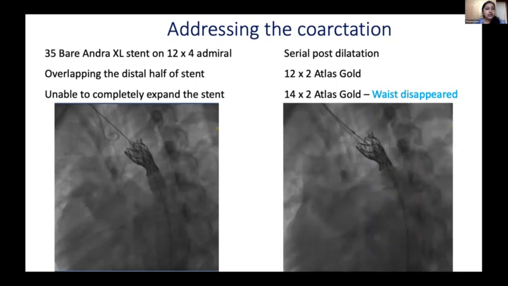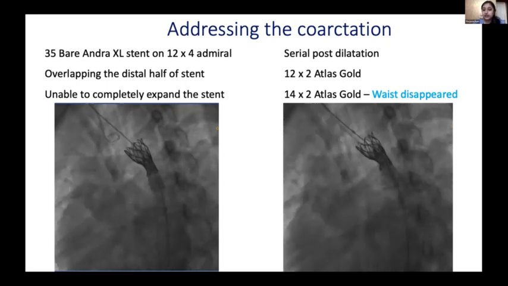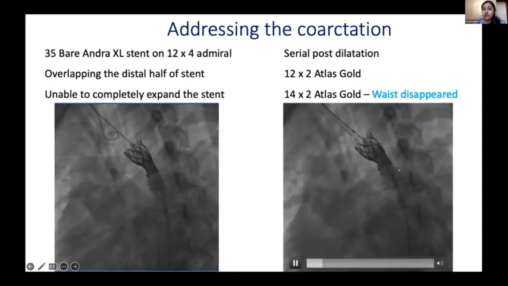We then took a 35 mm bare Andra XL stent mounted on a 12×4 Admiral Xtreme balloon, and the stent was positioned so as to overlap the distal half of the older stent. We were unable to completely expand the stent, and serial post-dilatation was done using a 10×2 Atlas Gold balloon, followed by a 14×2 Atlas Gold balloon. And as you can see in the second angiogram, the waist completely disappeared with the 14×2 Atlas Gold balloon.